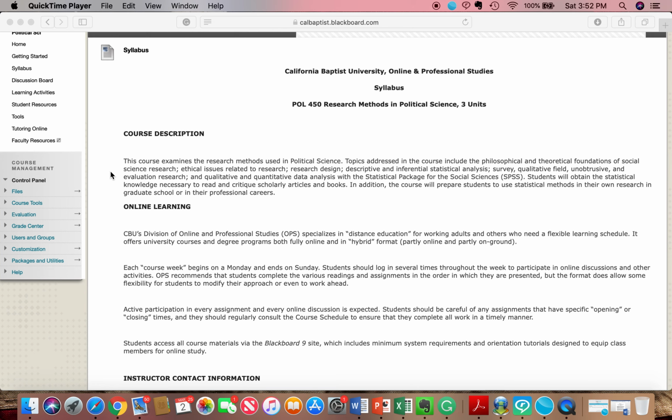This course examines the research methods used in political science. Topics addressed in this course include the philosophical and theoretical foundations of social science research, ethical issues related to research, research design, descriptive and inferential statistical analysis, survey, qualitative field, unobtrusive, and evaluation research, and qualitative and quantitative data analysis with the Statistical Package for Social Science, SPSS.